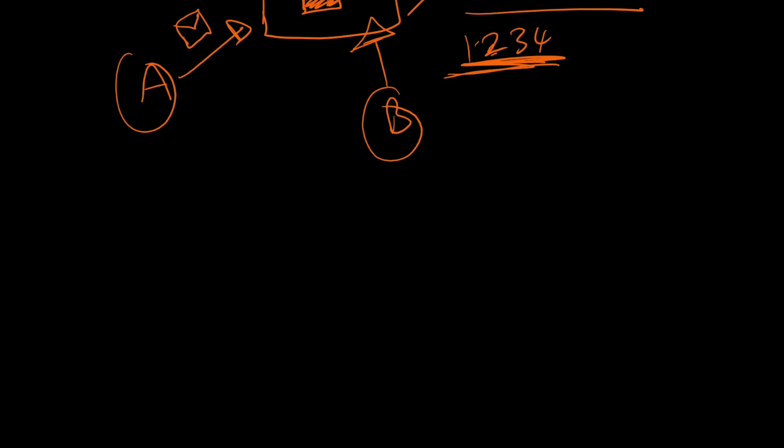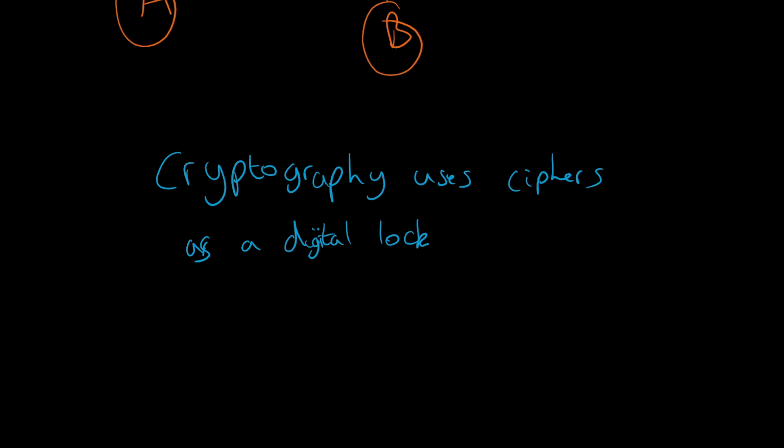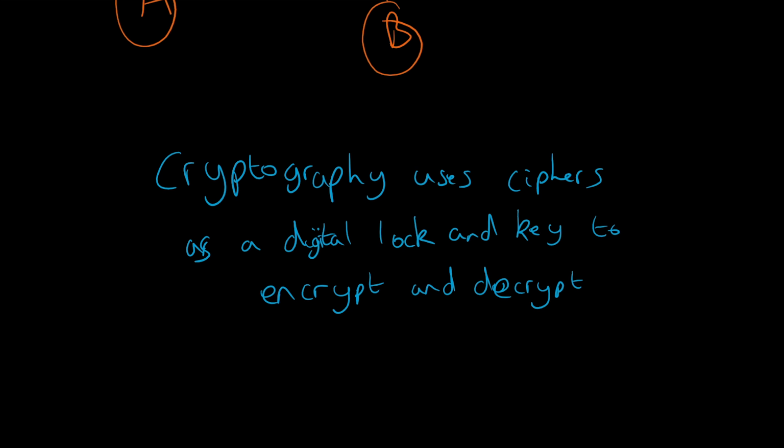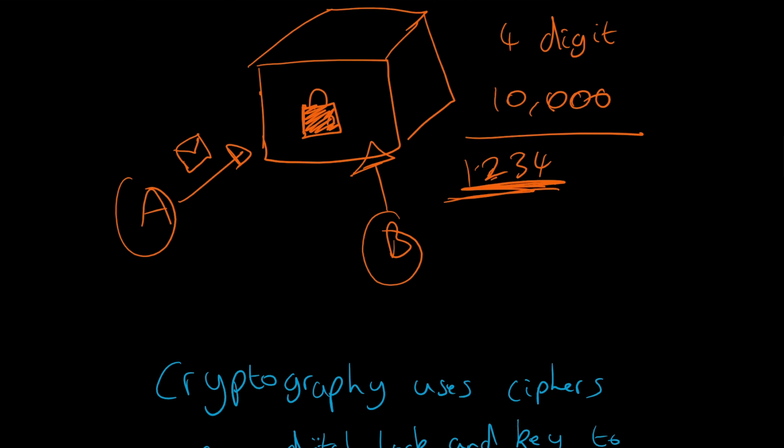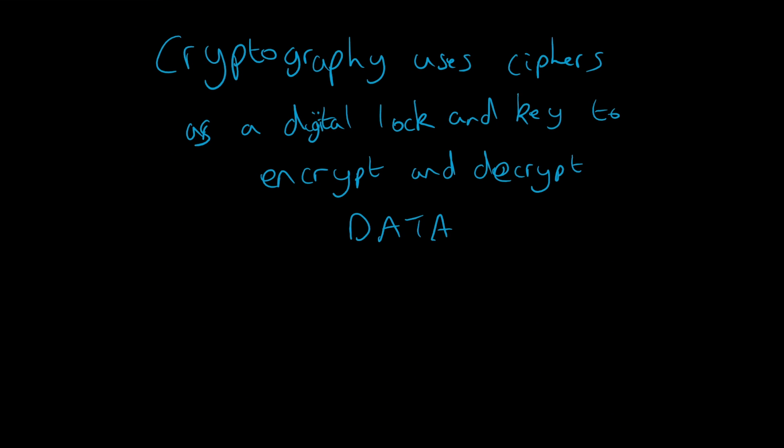And cryptography uses ciphers as a digital lock and key to encrypt and decrypt data. So we essentially replace the padlock and the pin. You can think of this as a cipher. This is the key, and it replaces that in a digital form using mathematics to secure data. So that's what cryptography is in its core essence.